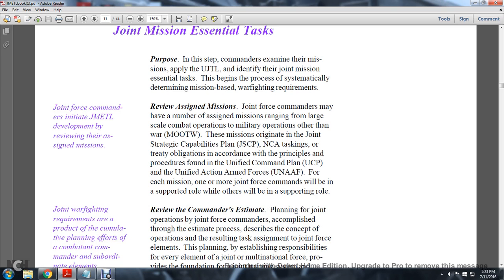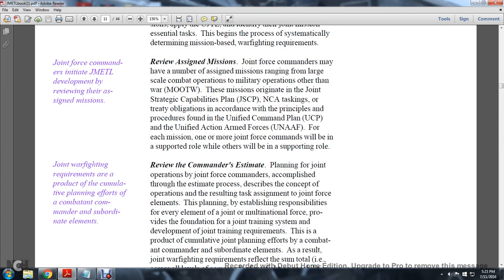Review the assigned missions. Joint Force Commanders may have a number of assigned missions, ranging from large-scale combat operations to military operations other than war, or MOOTW. The mission originates with the Joint Strategic Capabilities Plan, JSCP, and the NCA taskings, creating obligations in accordance with the principles and procedures found in the Unified Command Plan and the Unified Action Armed Forces. For each mission, one or more joint force commands will be in the supported role, while others will be in a supporting role.